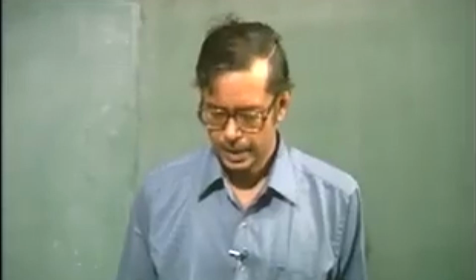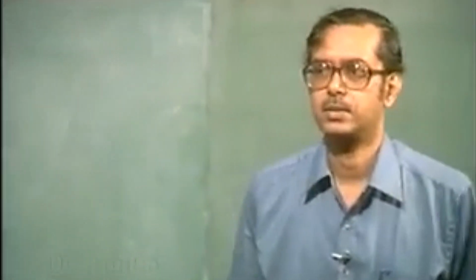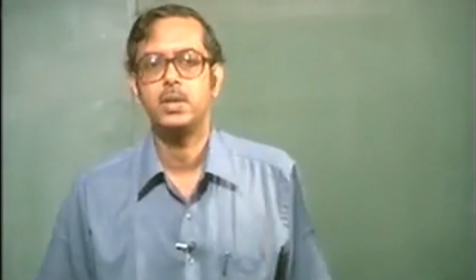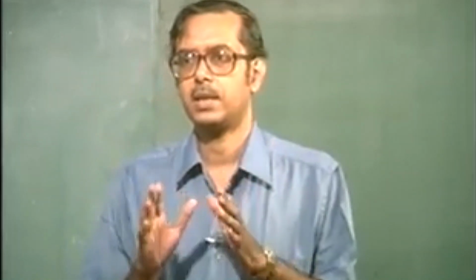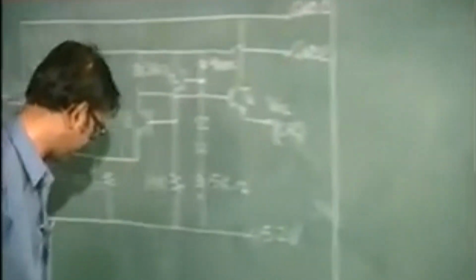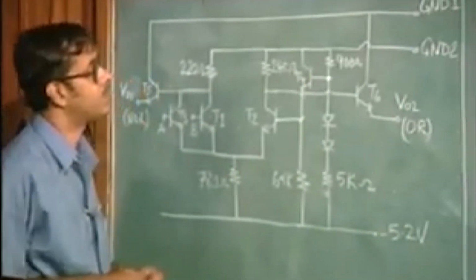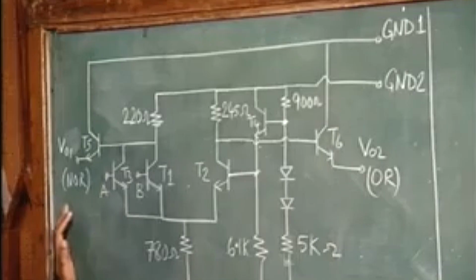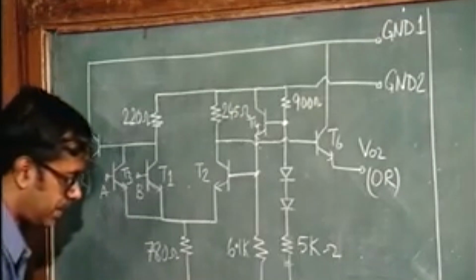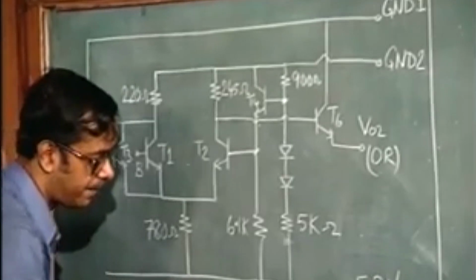So, last class we started our discussion on ECL gates and we have seen how the circuit functions. So, we shall carry on with the discussion. Today we shall take up the circuit of a commercially available ECL gate. I have it on the blackboard here. This is the circuit diagram of a commercially available ECL gate, the ECL 10K series.